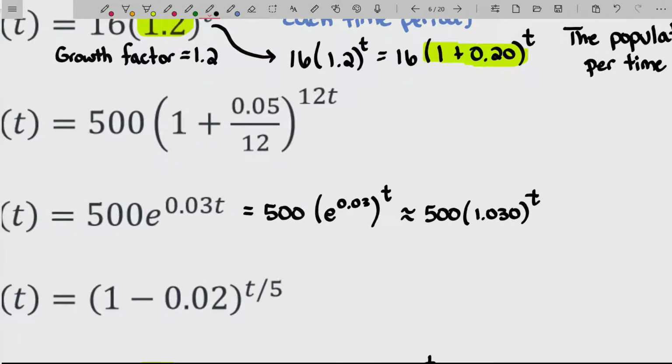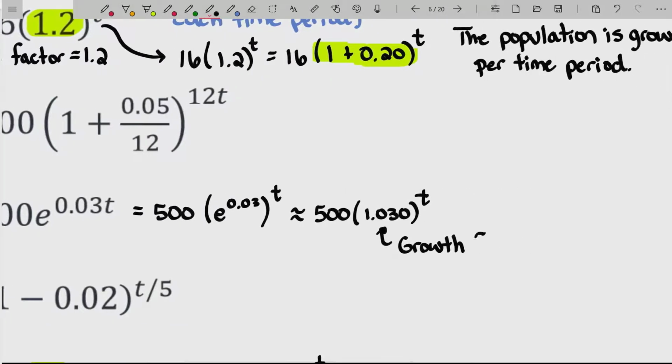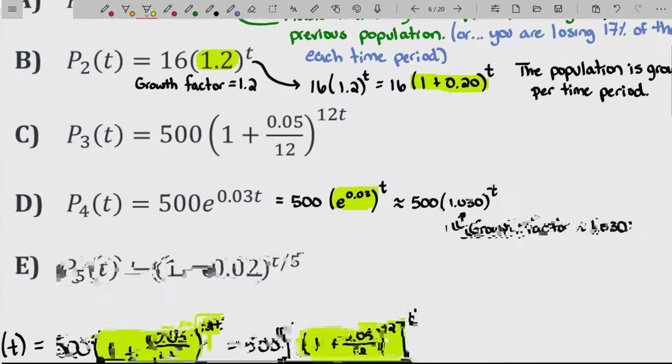And that being greater than 1 tells me we have a growth factor, and that growth factor is approximately 1.030. I'll write that down. Which means that our population there is growing by roughly about 3%. Now, if you want the exact growth factor, it is e to the 0.03. All right, let's move on.